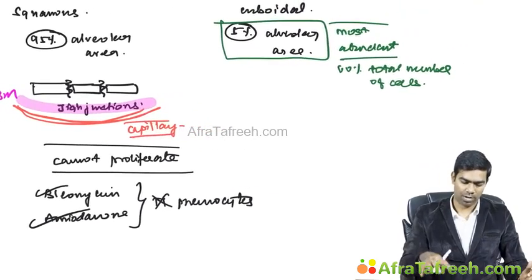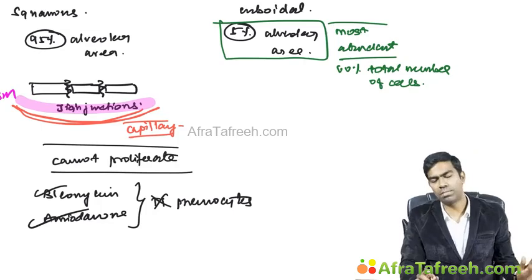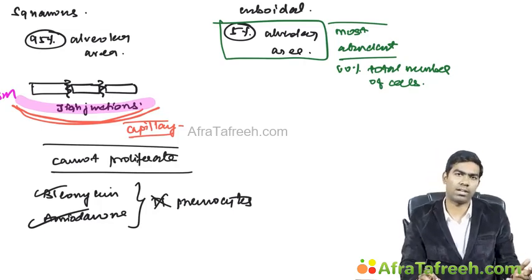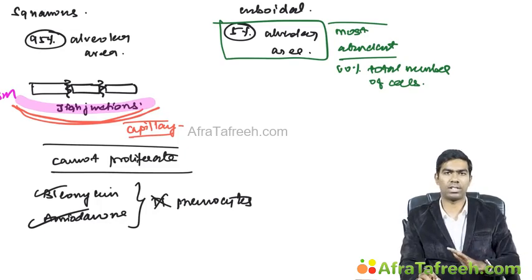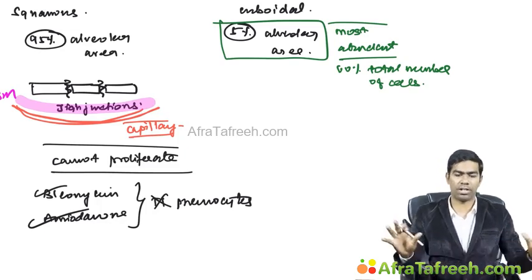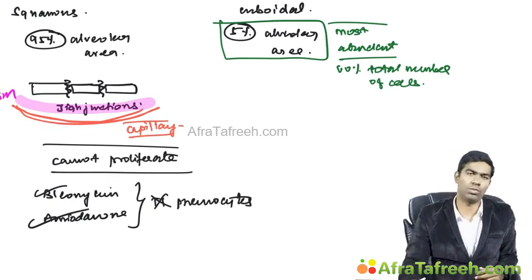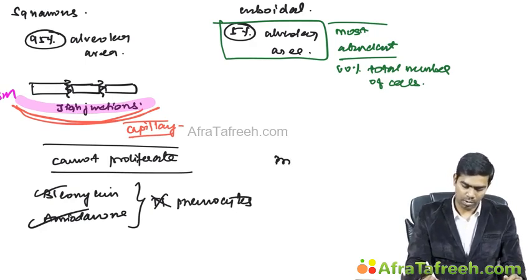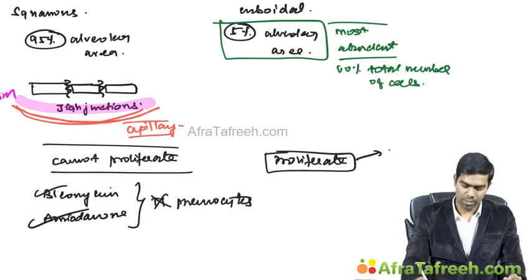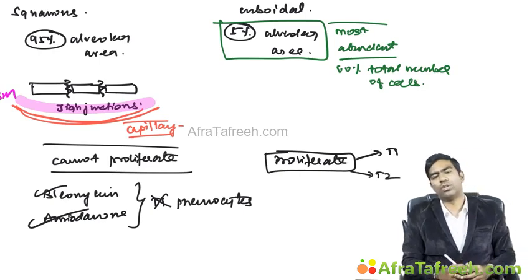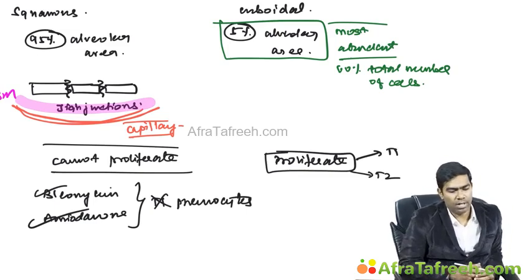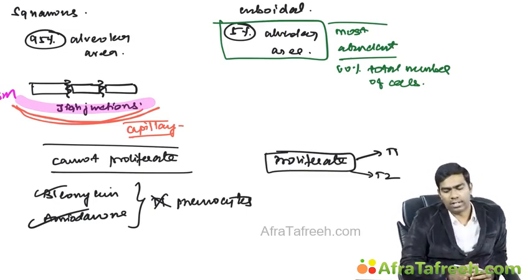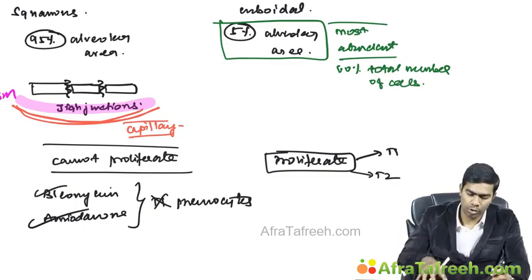Now going to the type 2. Type 2, I told you, even though they are only contributing 5% of the alveolar area, they are the most abundant and contribute 60% of the total number of cells you have. The sheer number, 60% of the cells, is type 2 pneumocytes only. And typically they have proliferative function, which means they can proliferate. They can proliferate into both type 1 as well as type 2 pneumocytes during times of damage. Whenever the lung is damaged, these cells can proliferate into either a type 1 pneumocyte or a type 2 pneumocyte, both.